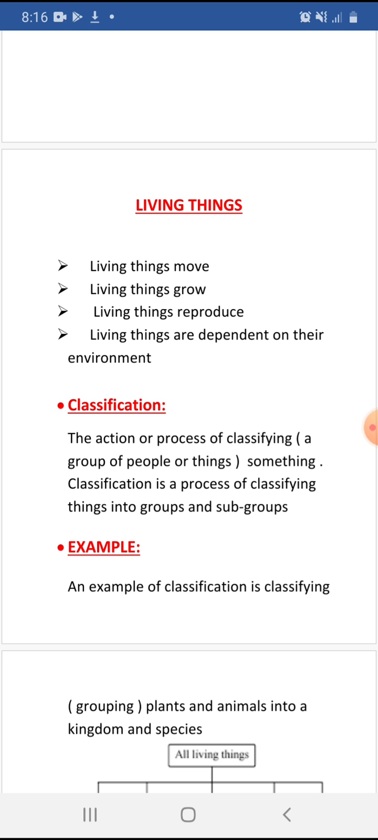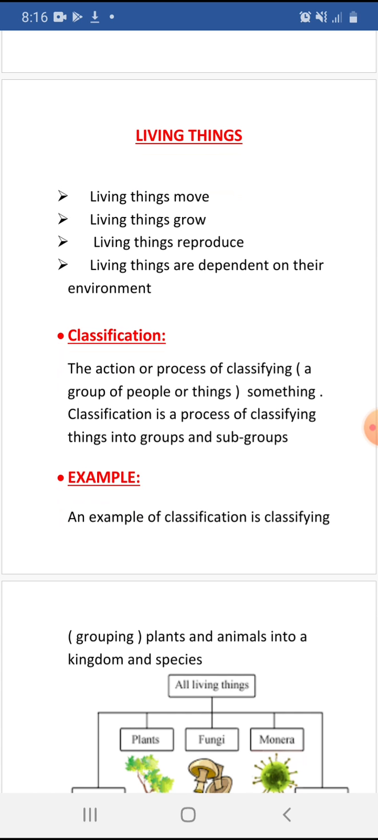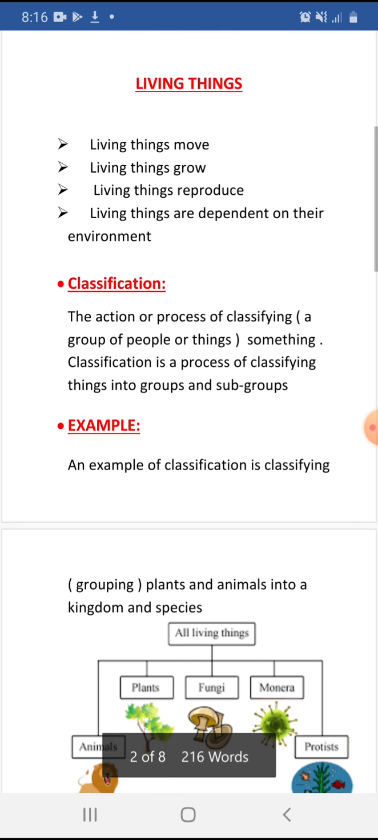So come towards the unit, that is the classification of living things. Now what is classification? The action or process of classifying something is known as classification. Now what does classifying mean? Classifying means darja bandi, like grouping some things into groups and subgroups. This is known as classification.